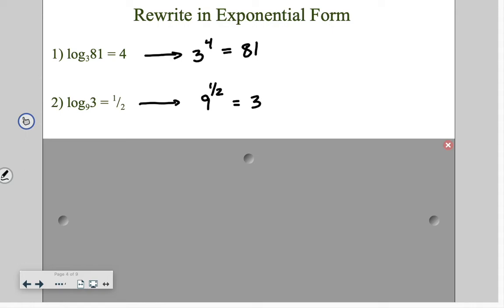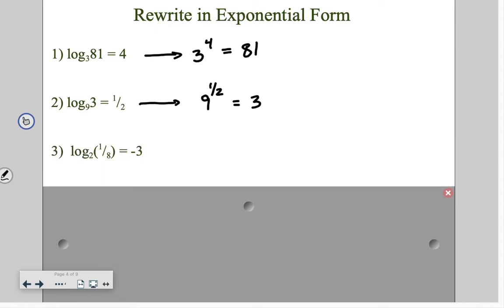Remember back to last year, that 1/2 power is really the same thing as what? It's the square root. 1/3 power, remember, was the cube root. 1/4 power is the fourth root. So this really says the square root of 9 equals 3. Okay, that 9 to the 1/2 power is the square root of 9. So, quick refresher on that. Let me give you another one.